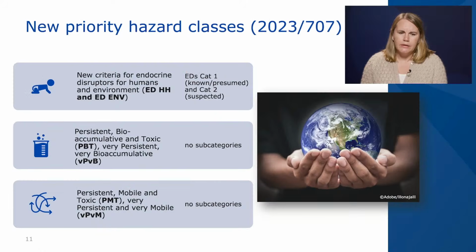So in this slide, you will see an overview of the new hazard classes introduced into the CLP regulation. The hazard class for endocrine disruptors is divided into human health and the environment, and for each of these there are two categories, which apply for known or presumed endocrine disruptors in category 1 and for suspected endocrine disruptors in category 2. The hazard class for PBT, vPvB, and PMT, vPvM have no subcategories.